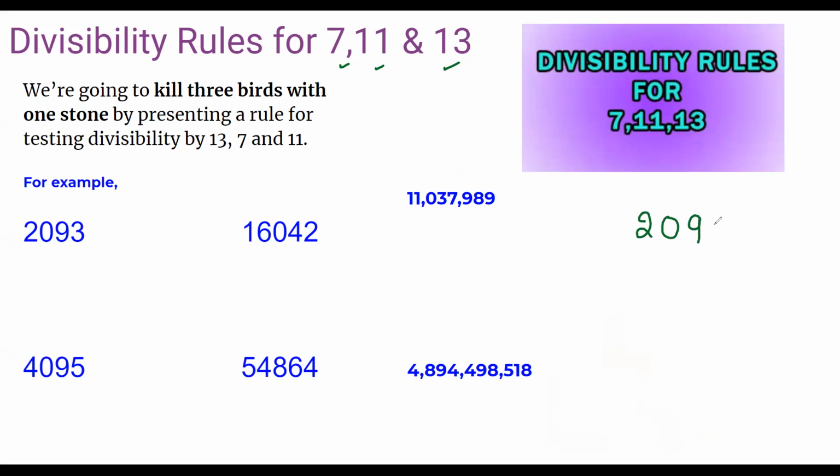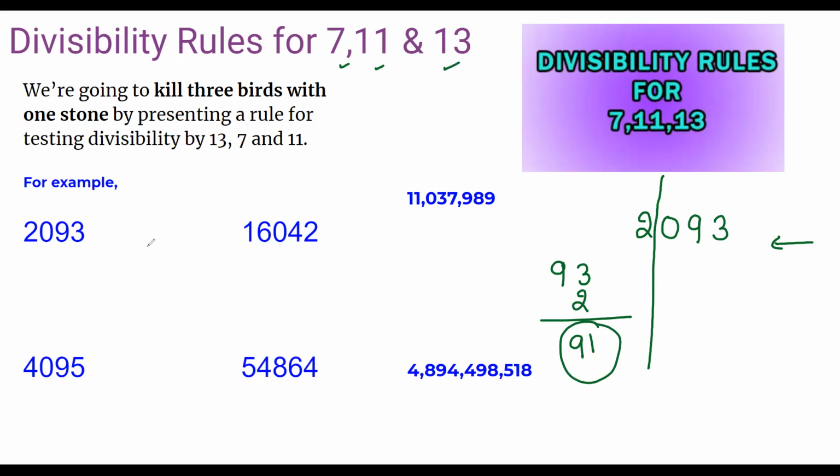2093. What you are going to do is make groups of 3 starting from this side. What do you get? 93, and then 2. So you subtract 93 minus 2, which is 91. Is 91 divisible by 13? Yes, 13 times 7 is 91. Is 91 divisible by 11? No. So this is divisible by 13 and by 7, but not divisible by 11. Okay, let's try another number.